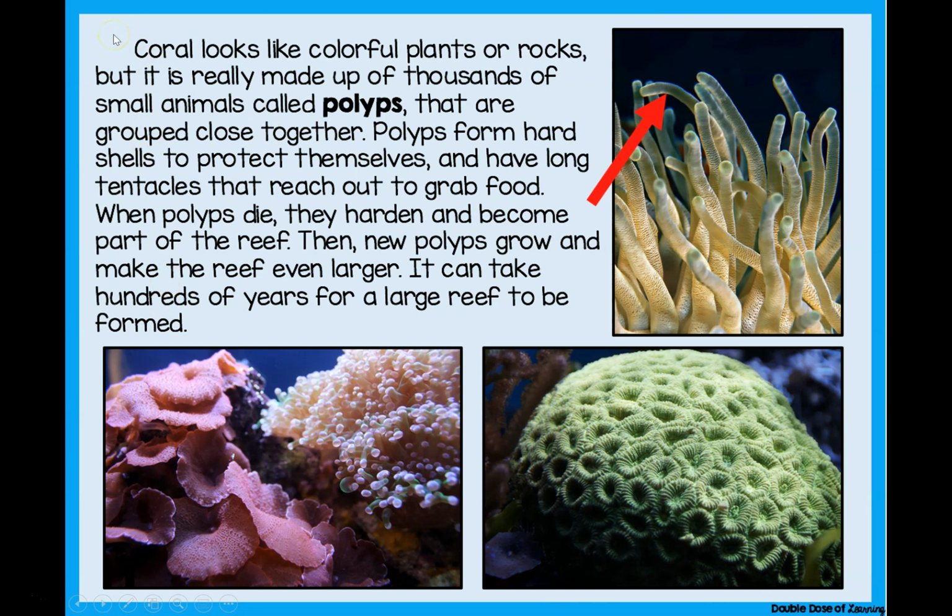Coral looks like colorful plants or rocks, but it is really made up of thousands of small animals called polyps that are grouped close together. Polyps form hard shells to protect themselves and have long tentacles that reach out to grab food. When polyps die, they harden and become part of the reef. Then new polyps grow and make the reef even larger. It can take hundreds of years for a large reef to be formed.